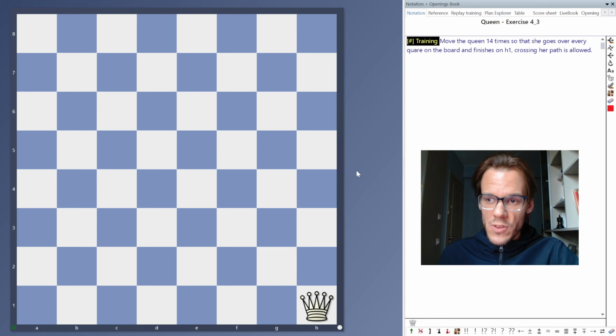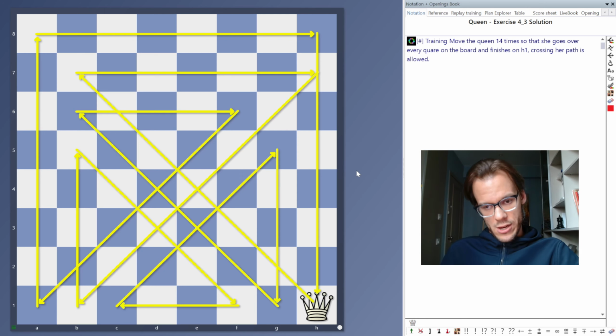Sam Loyd is back with his problems and puzzles. Here we have to move the queen 14 times so that she goes over every square on the board, and we have to finish on h1, but this time we are allowed to cross our own path. Good luck, it's a tough one. Here we have the answer.